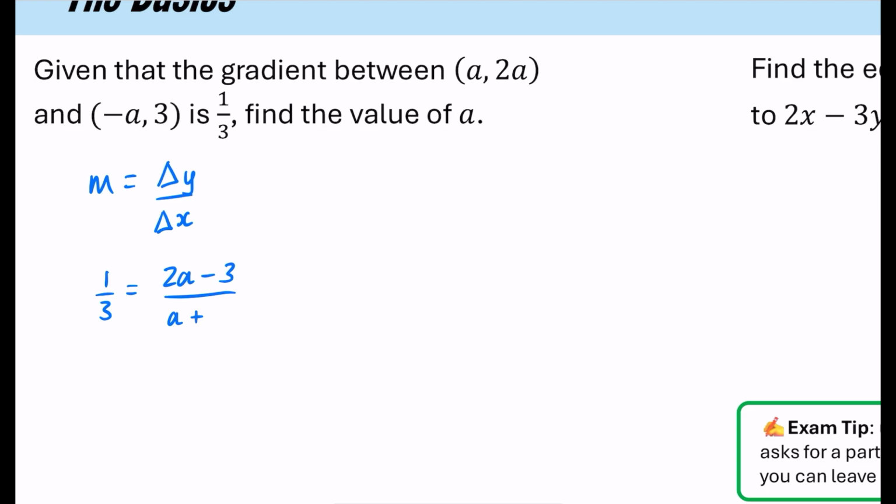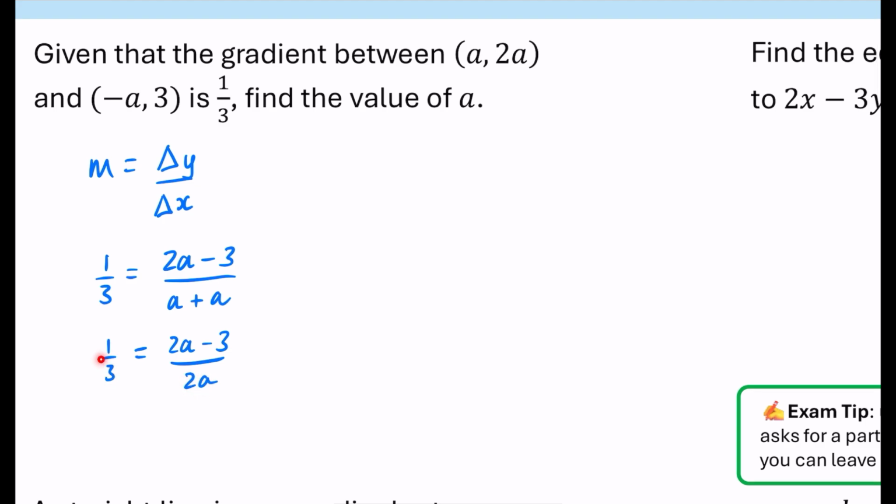Well, a minus minus a becomes a plus a. So we get that 1/3 is equal to 2a minus 3 all over 2a like this. I'm now going to just multiply this 2a up by 1/3. Well, 2 times 1/3 is 2/3. So we get 2/3 a is equal to 2a minus 3. So all I'm going to do is just a little bit of shuffling some things around. I'm going to do it over here so I have some more space.